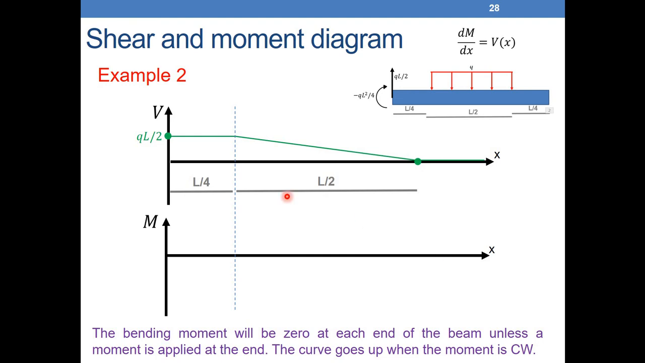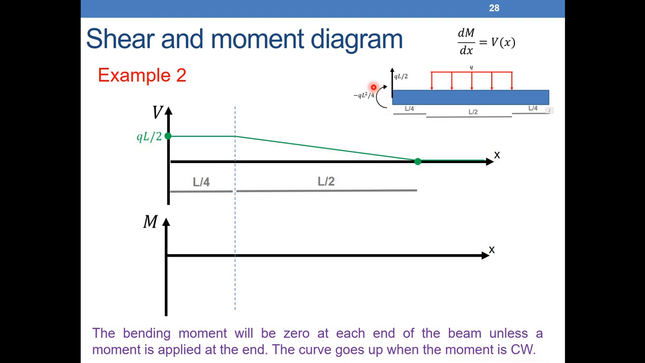Now that I found the shear force diagram, our objective is to find the bending moment diagram. As you can see, I drew this line here just to show that I will have a variation here: L over 4, L over 2, and L over 4. So now let's check how we start with the bending moment. If I don't have any moment around this point, I start with 0. But here we have a moment due to the embedment, minus QL square over 4. The curve goes up when the moment is counted as clockwise.